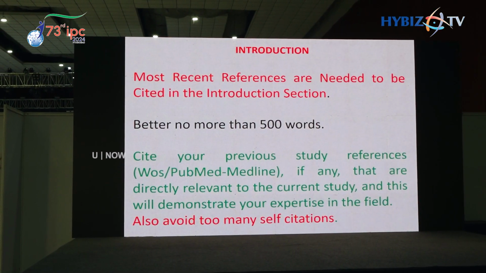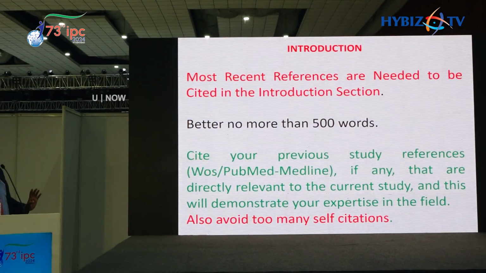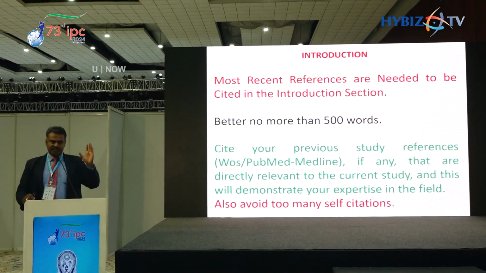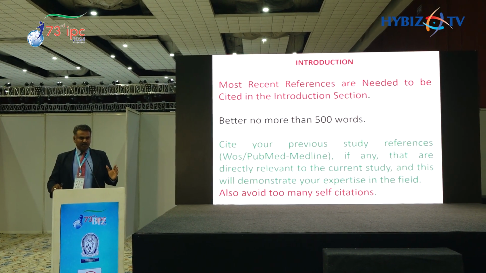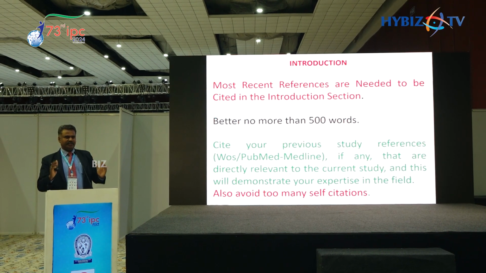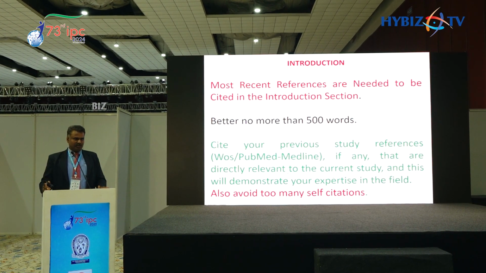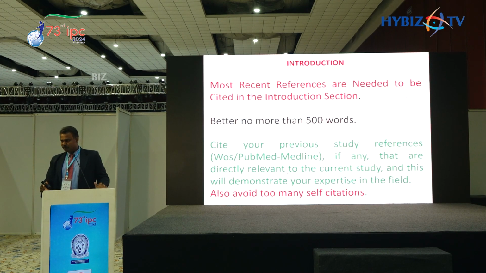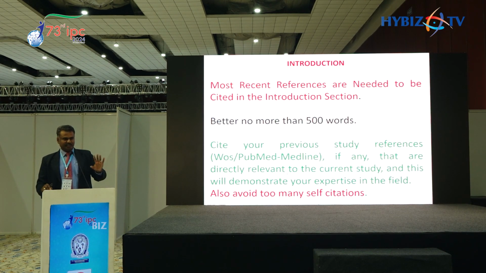Next. Better no more than 500 words. The most recent references need to be cited. Don't cite 1947 or 67 references. Of course, it may be needed, but still, you try to cite recent ones. For example, if you are writing an introduction section with 15 references, make sure that 70% of the references are from recent sources: 2024, 23, 22. And try to cite your own references if the work is a follow-up of your previous study. Don't unnecessarily cite your own paper that is not relevant to the study.